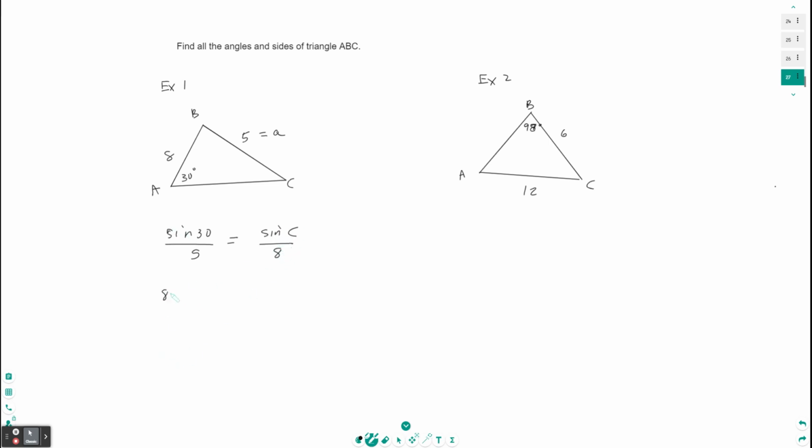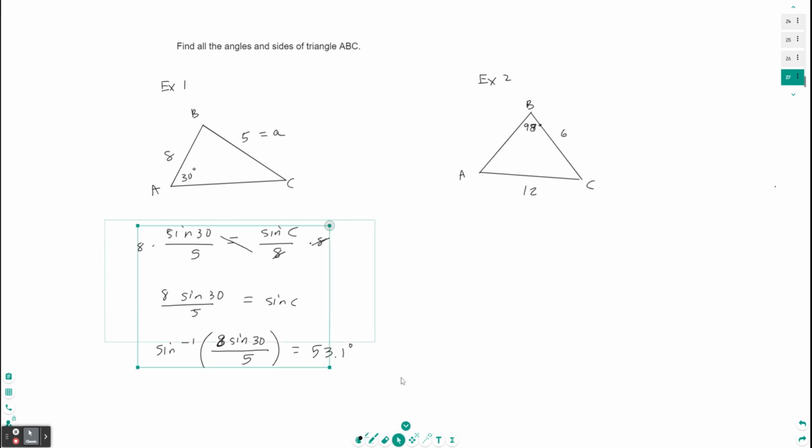So we solve that by multiplying 8 times sine 30 over 5. Let me show you the work. Then we're going to go ahead and find the inverse of this. All right, let's type it in the calculator and see what we get. Okay, so based on that, we get 53.1 degrees. So that will be the answer to angle C.